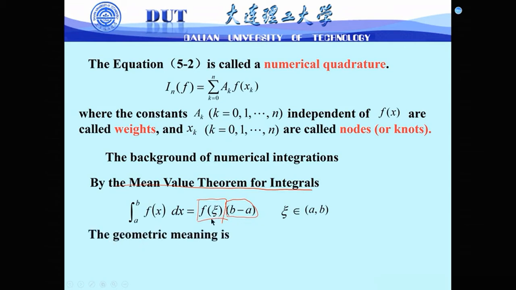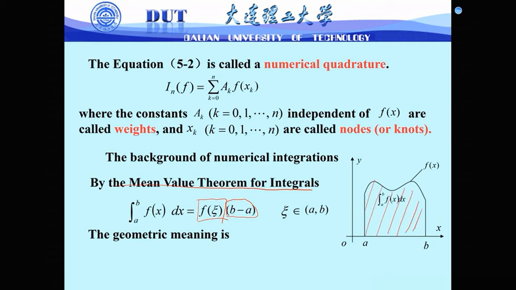But we can explain this formula in geometric meaning like this. Here are the coordinates, and suppose this is a graph of the function f(x), the curve, right? Then we know the integral of f(x) on the interval [a, b] means the area of this part below the curve, right? The area is the integral.